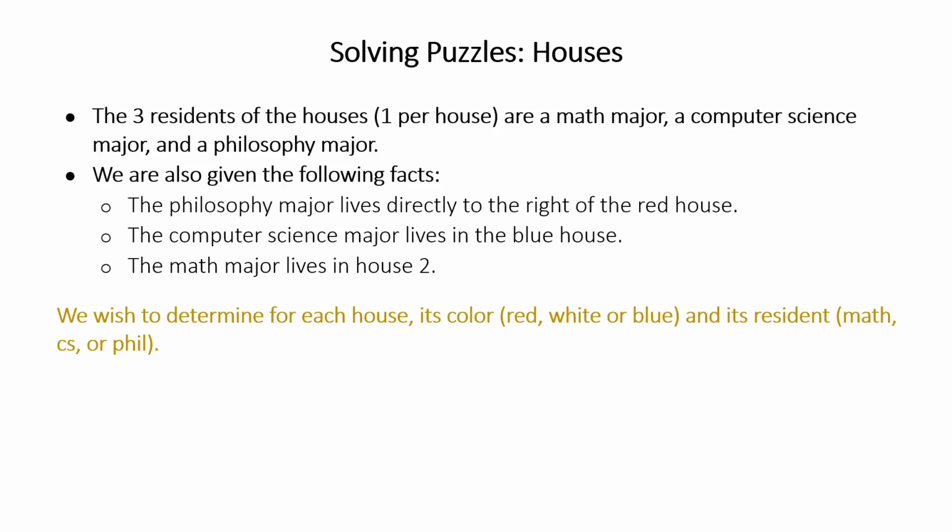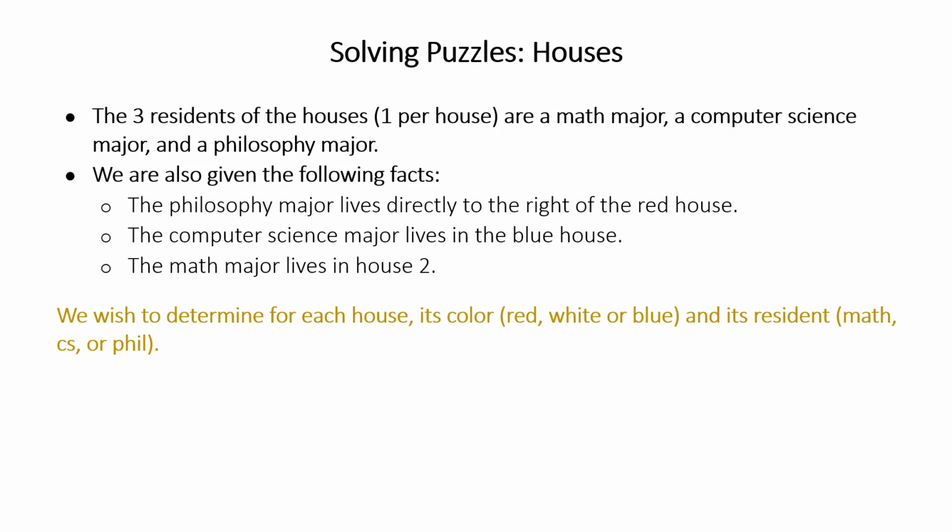So this could be, for example, an allocation constraint of, I don't know, resources to hardware or something like that. But here it's phrased as a puzzle of 3 houses. And then there are 3 residents of these houses. One of them is a math major, one is a computer science major, one is a philosophy major. Now we know that the philosophy major lives directly to the right of the red house. We know that the computer science major lives in the blue house, the math major lives in house 2, and we know some further things.